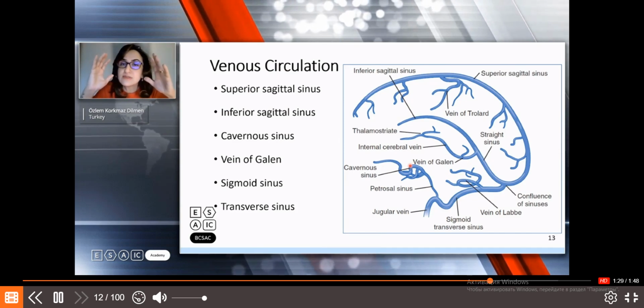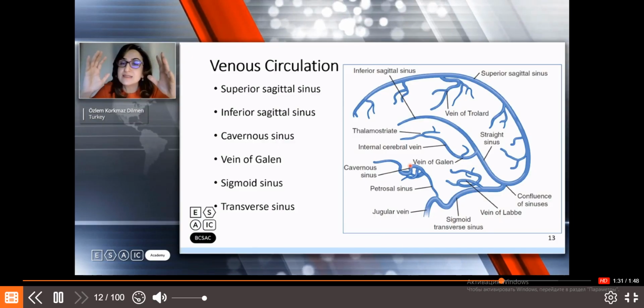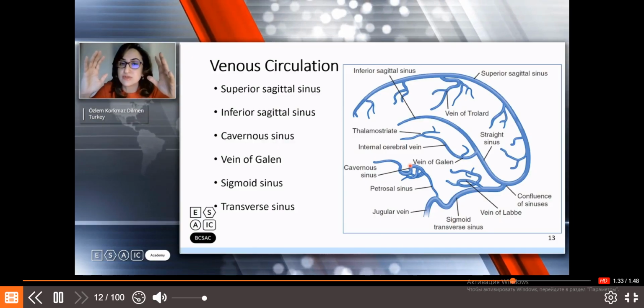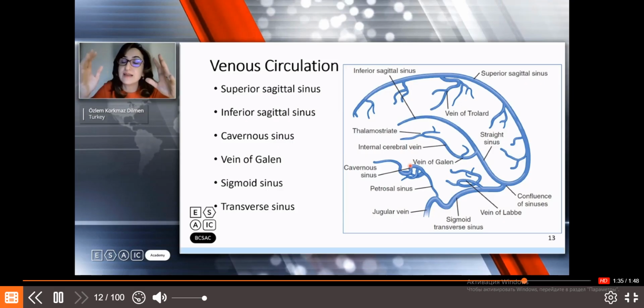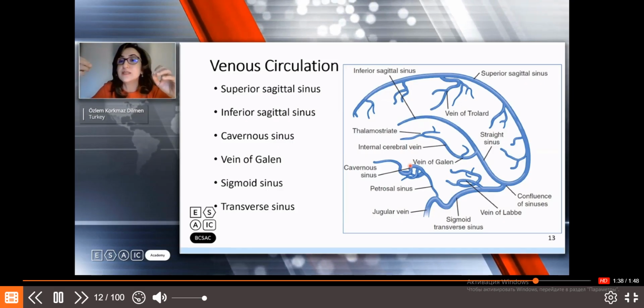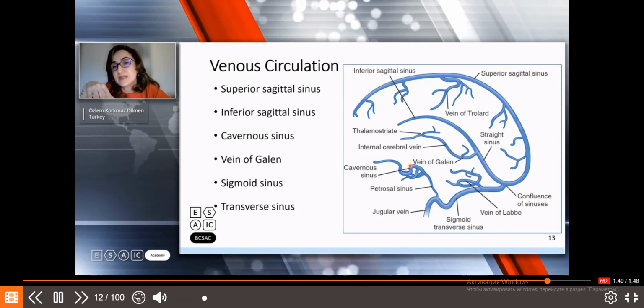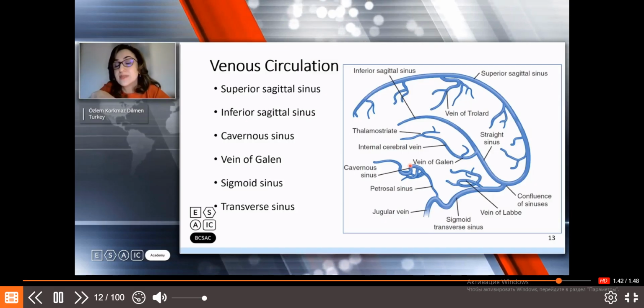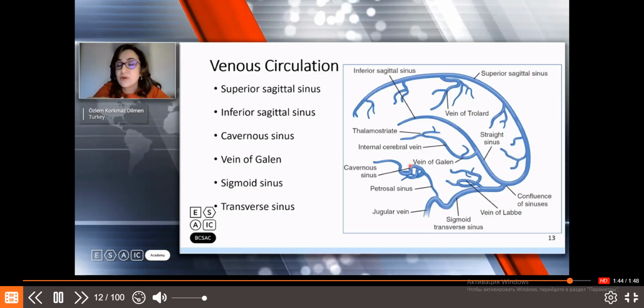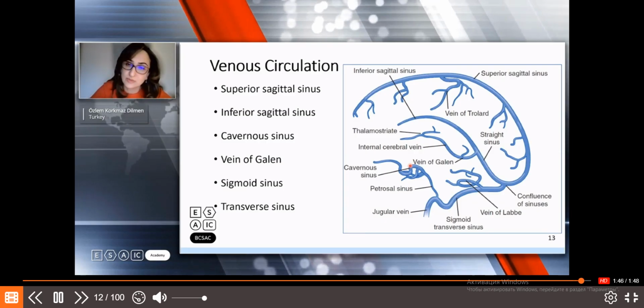Those sinuses are very important regarding craniosynostosis surgery. Any injuries of them can cause severe bleeding, and even venous air embolism, although your patient is in the supine position.